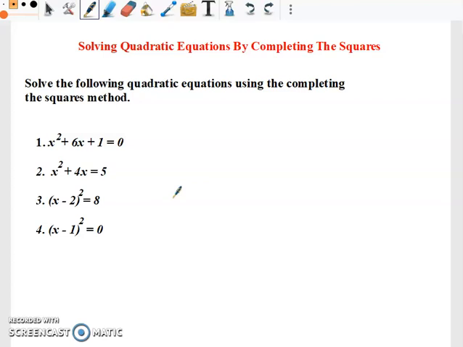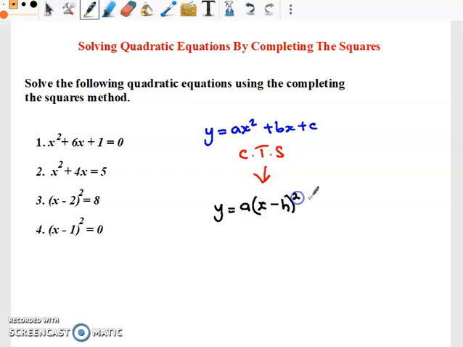In the previous video I taught you how to complete the square, by taking a quadratic function in this form, ax squared plus bx plus c, and then using the completing the square method, transferring it to this form: y equals a(x minus h) squared plus k.